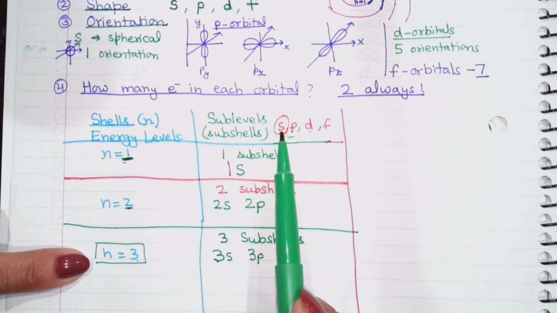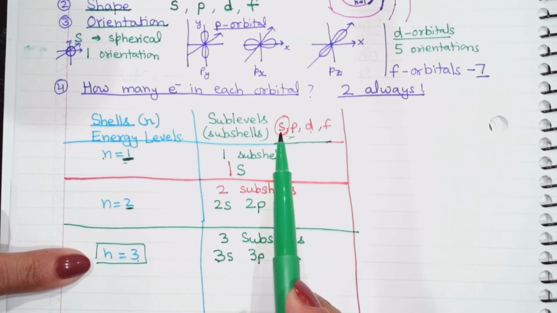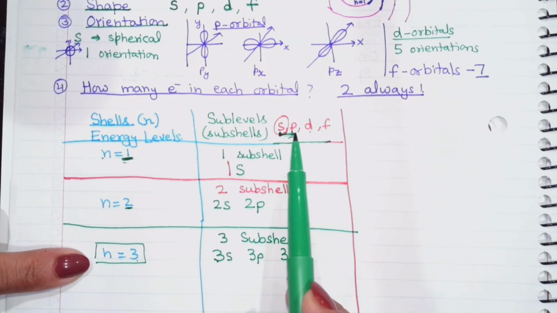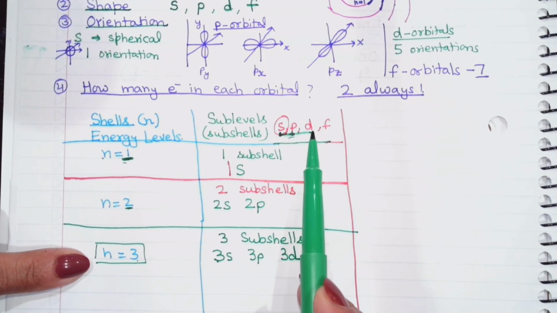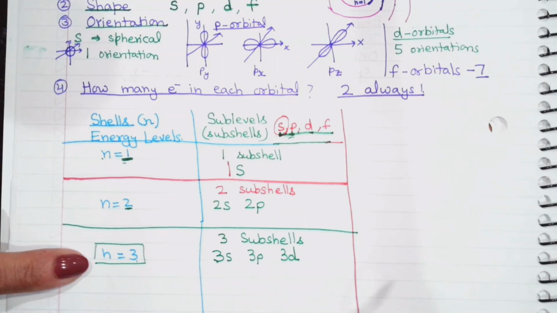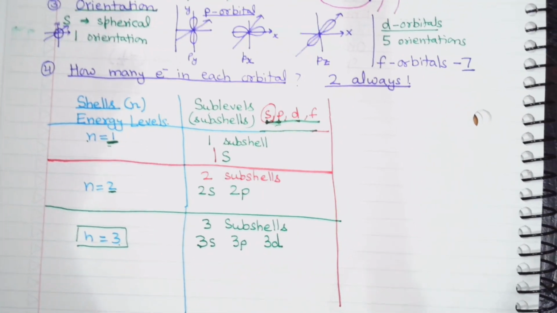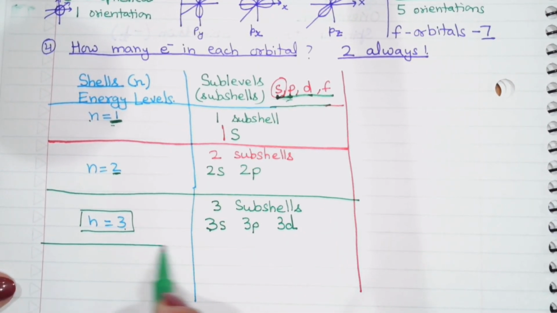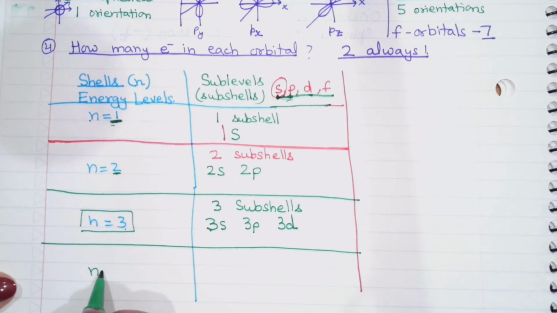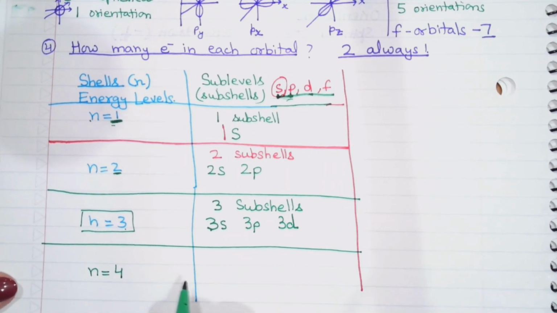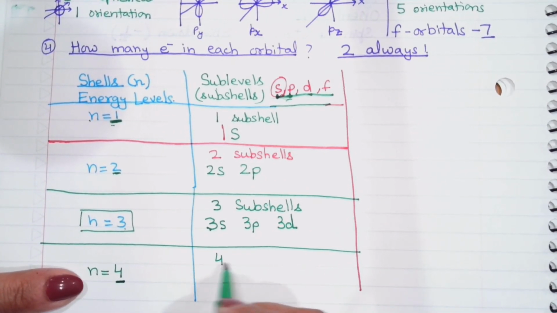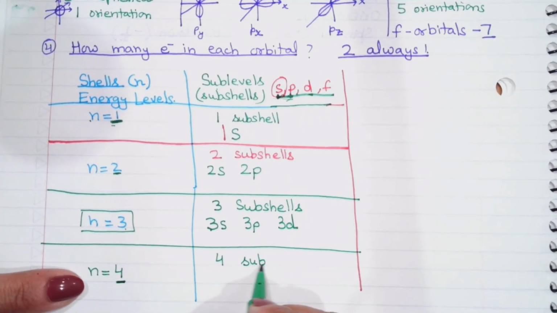And we kind of go in order, right? So if there is only 1 subshell, that would be S. If there are 2, then there would be S and P, right? If there are 3, then it will be S, P and D. And then if there are 4, there will be S, P, D and F, right? So now let's look at n equals 4. Now this number is 4. In n equals 4, we'll have 4 subshells.